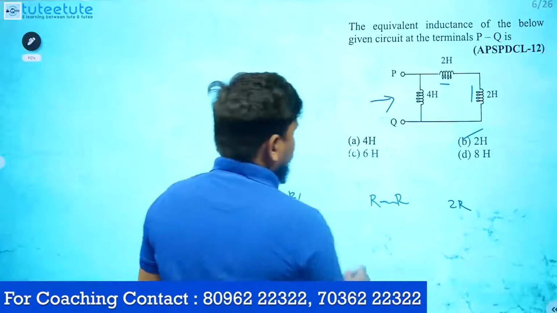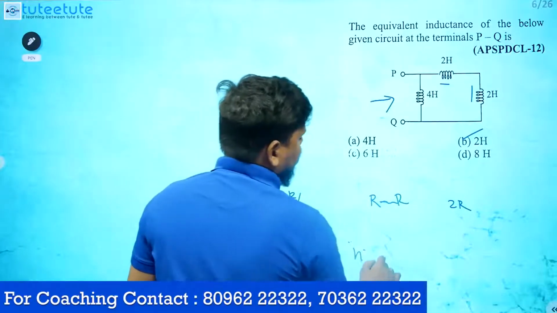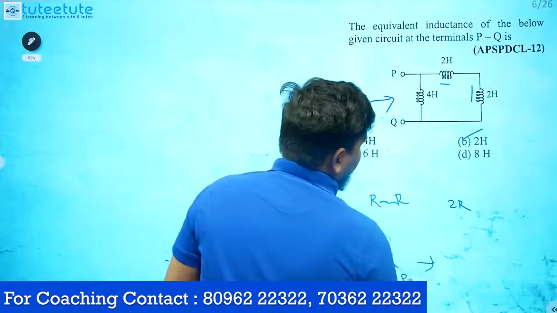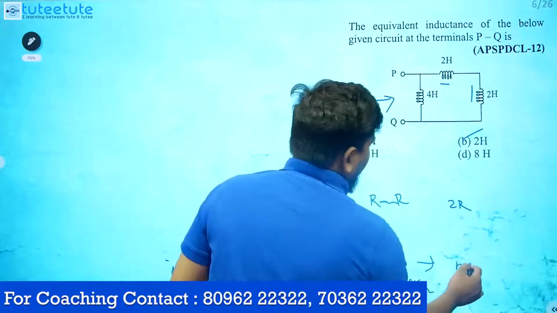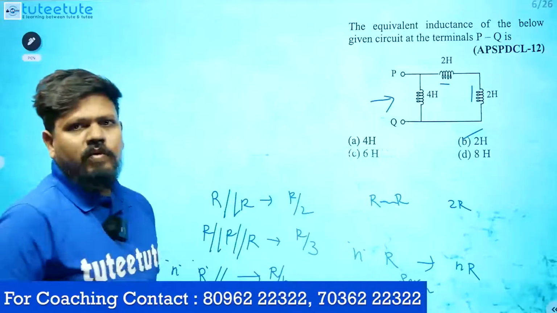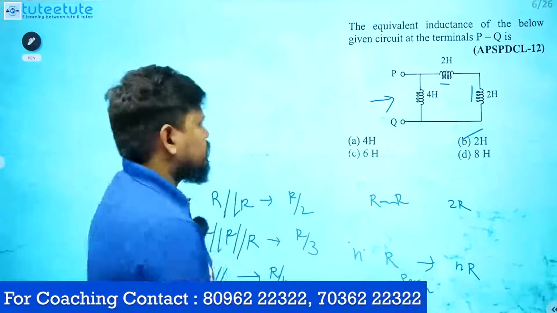2R you will get. When n number of resistances of R value are connected in series, then you will get, instead of parallel, if it is series, you will get n into R, okay? So anyway, these are also some of the previous year questions only, okay?